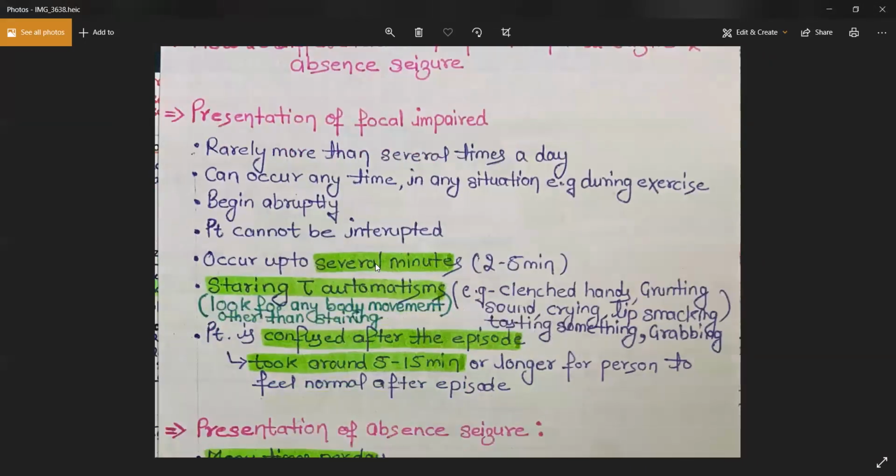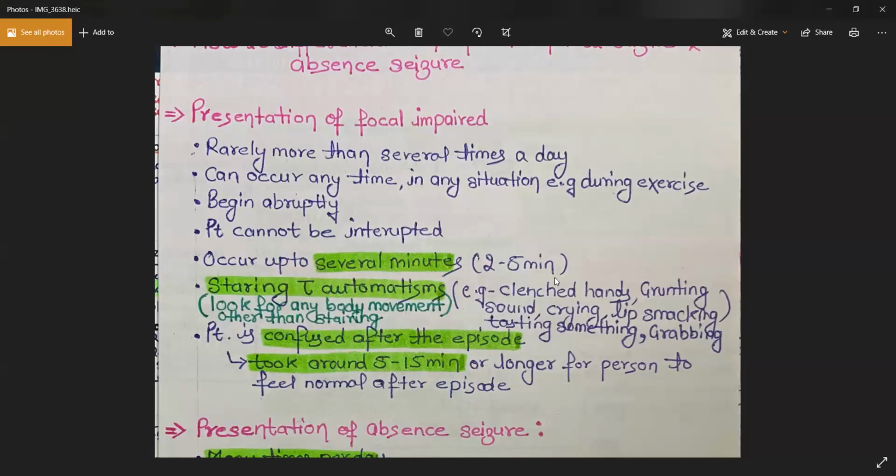Now, the presentation of a patient for the focal impaired seizure. Please note that the episodes will be a maximum of 2 per day, and these episodes last for several minutes. The patient will have a history of blank stare for 2 to 5 minutes. They will just sit on the chair, staring blankly at the wall, doing nothing for 4 to 5 minutes. You know that the patient is having a focal impaired seizure. It can happen anytime in any situation, like while walking or during exercise.